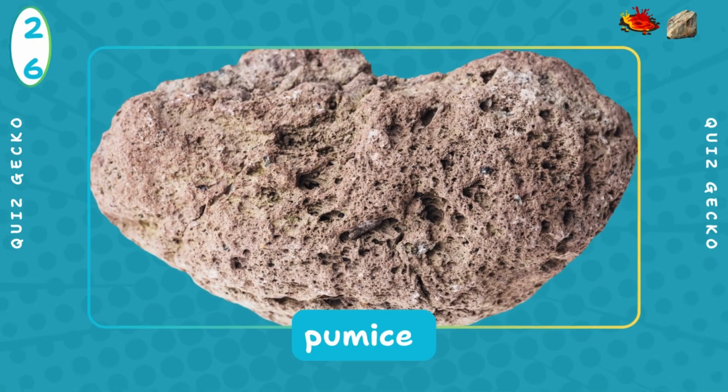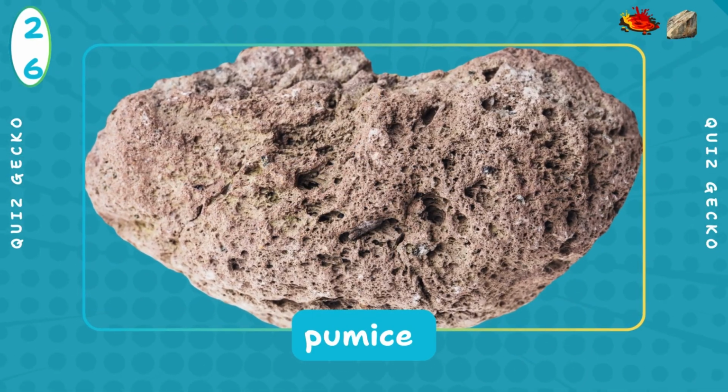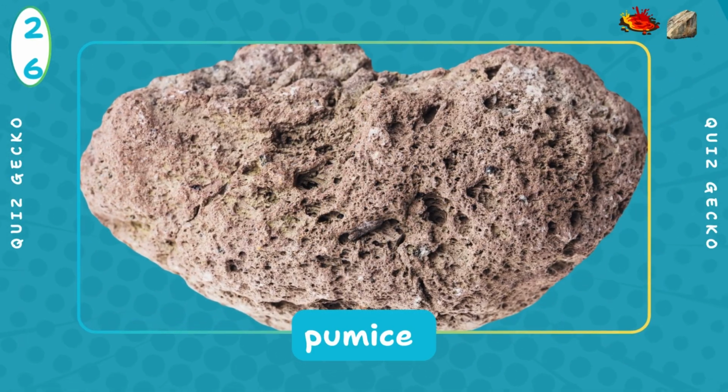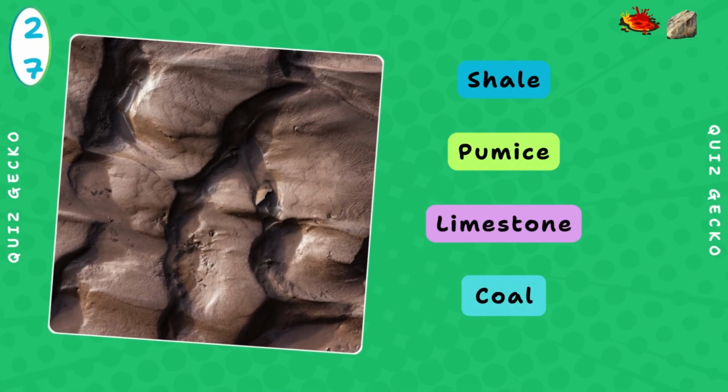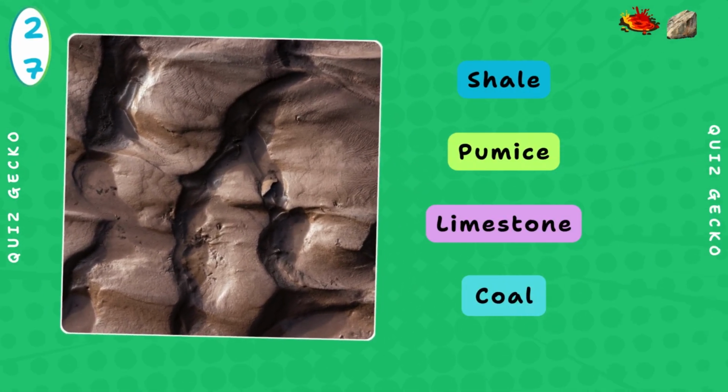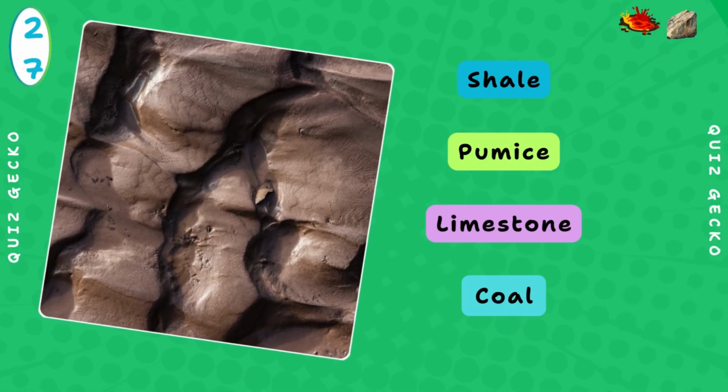Pumice is formed from frothy lava during explosive eruption. It is so light it can float on water. Which type of rock forms from the compression of clay and silt? Shale, pumice, limestone, coal.